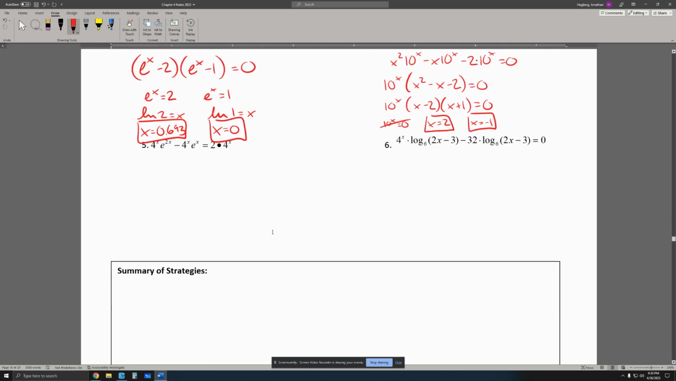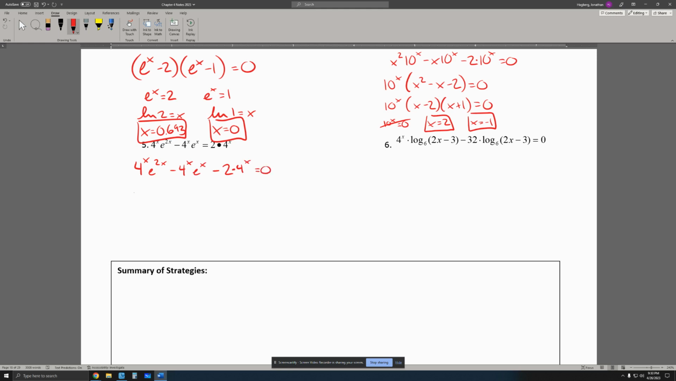Okay. Number 5, here we have 4^x times e^(2x) - 4^x times e^x = 2 times 4^x. So again, we're going to set this equal to 0. So 4^x e^(2x) - 4^x e^x - 2 times 4^x, and that's all equal to 0.